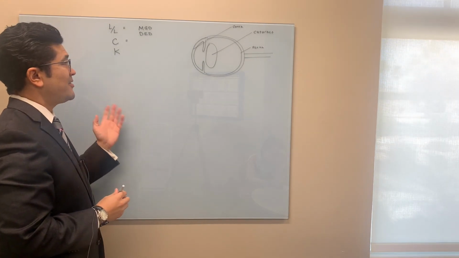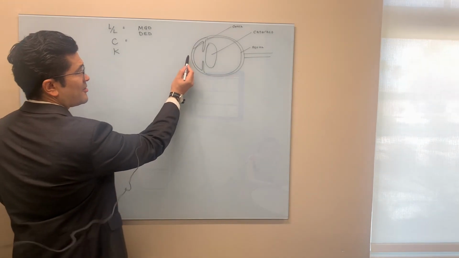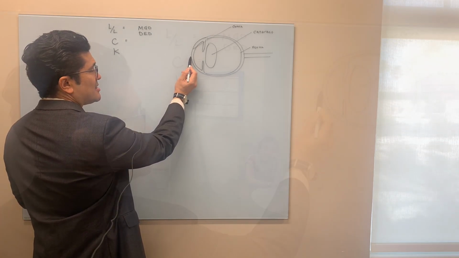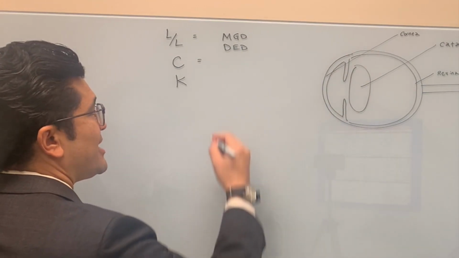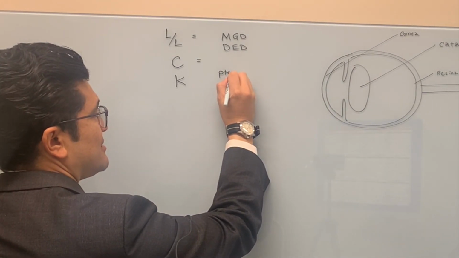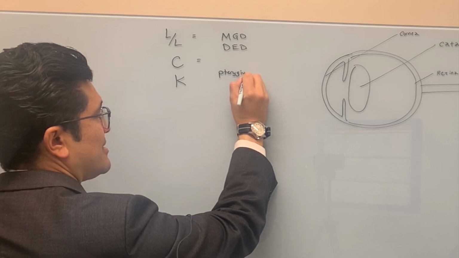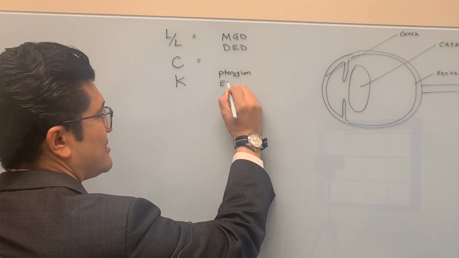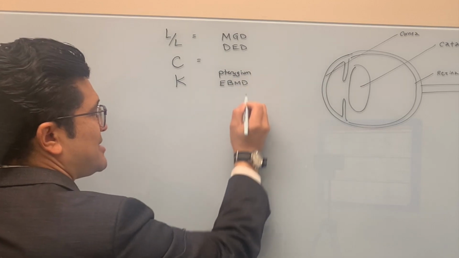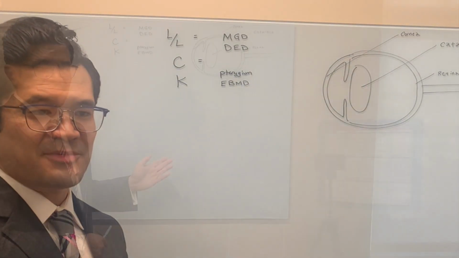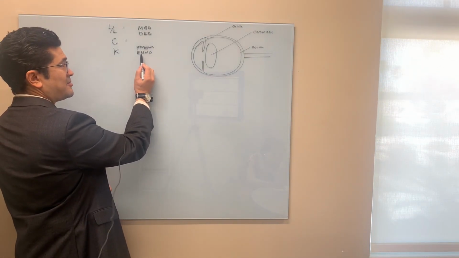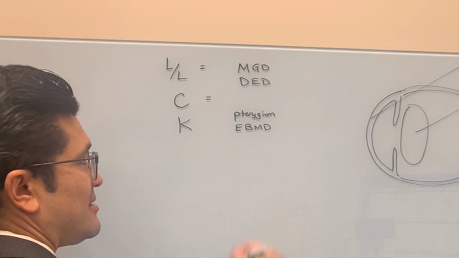The cornea is very important. There's the front of the cornea, there's the back of the cornea. The front of the cornea, or the anterior surface, we are looking for issues like pterygium. We're also looking for a condition called EBMD. Have you heard of that before? It stands for epithelial basement membrane dystrophy.